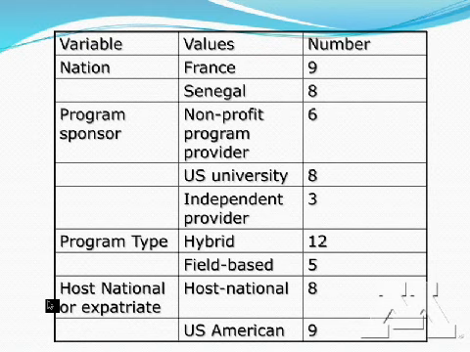Program types, so I had a variety of different program types. Field-based, which was more experiential, more internship focused. There were 5 of those, and hybrid was anything that had some kind of university course instruction and then some kind of study abroad center instruction. And in my sample, there were 8 individuals who were from the host country, so either French or Senegalese, and 9 who were U.S. American expatriates living in those countries.